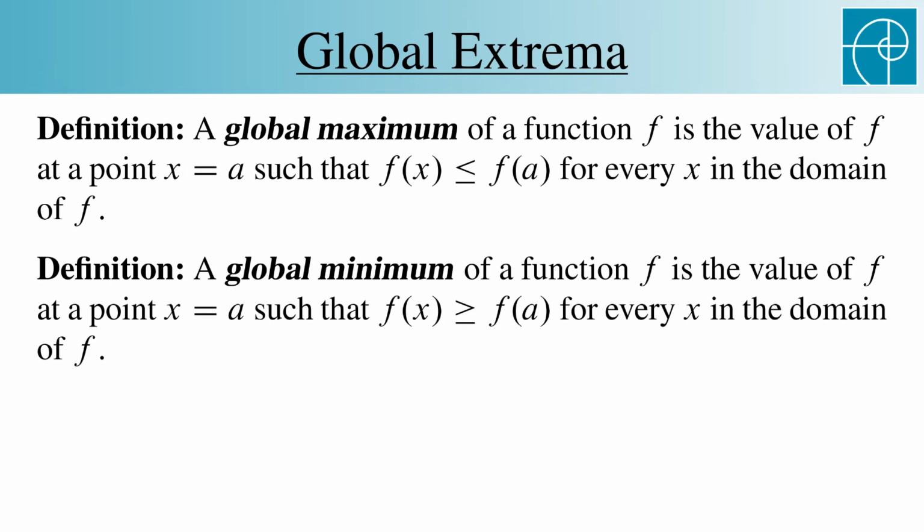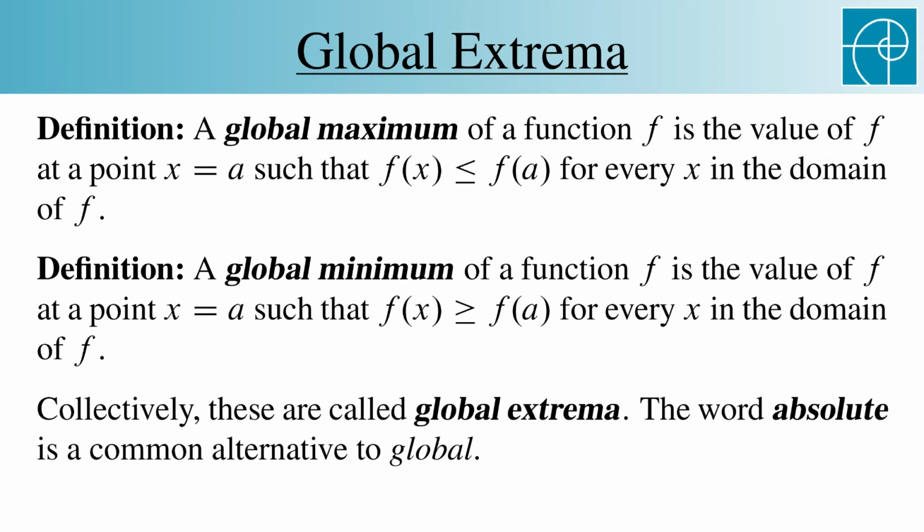Likewise, the global minimum of f is the value of f at a point x equals a, such that f of x is greater than or equal to f of a for every x in the domain of f. Collectively, these are called global extrema. The word absolute is a common alternative to global.